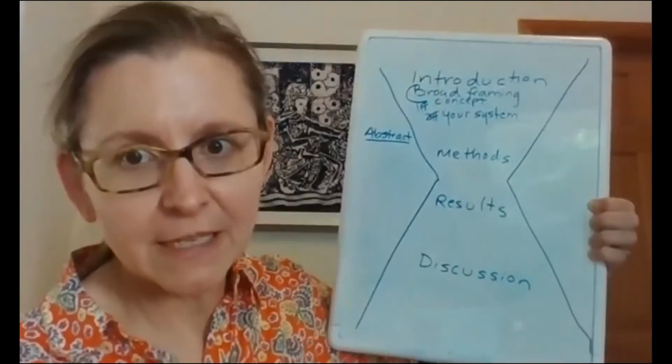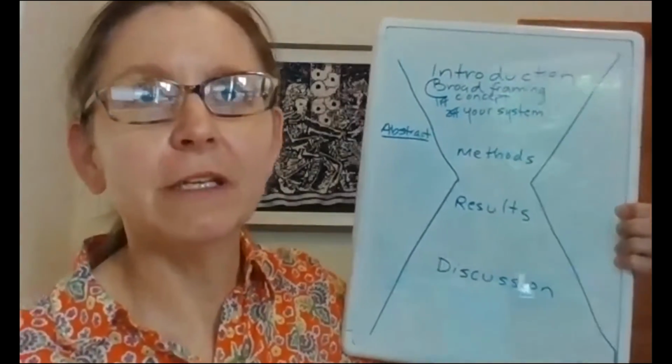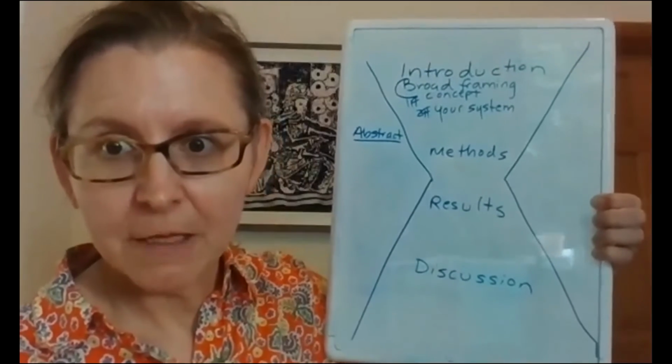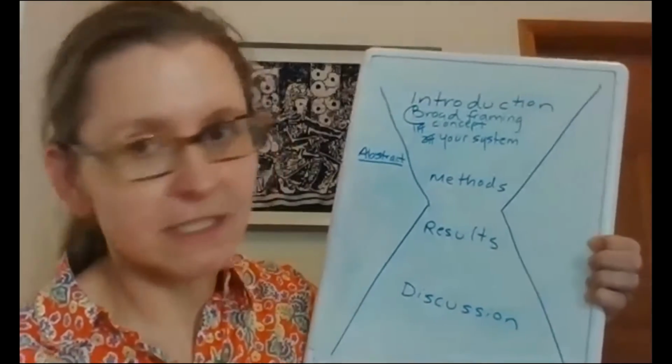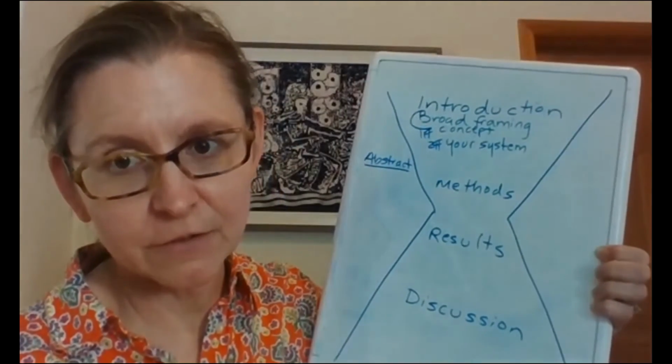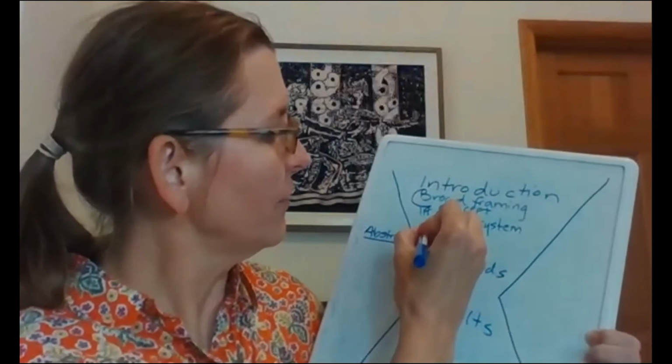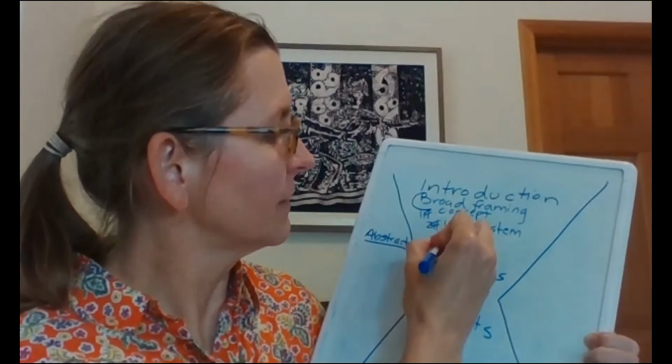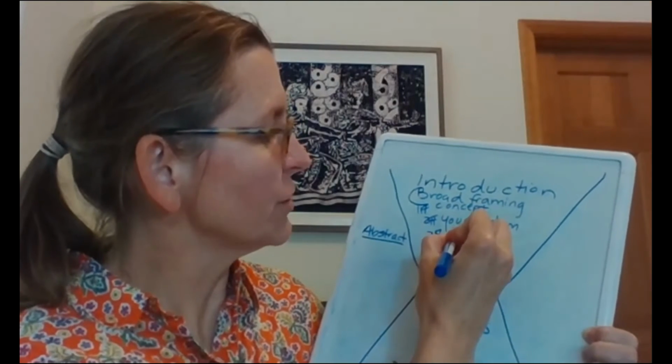And the system may be a habitat. The system might be a group of organisms. It may be something else, but it's the system that you're going to be operating in and doing your test in. And then the third paragraph is your question.